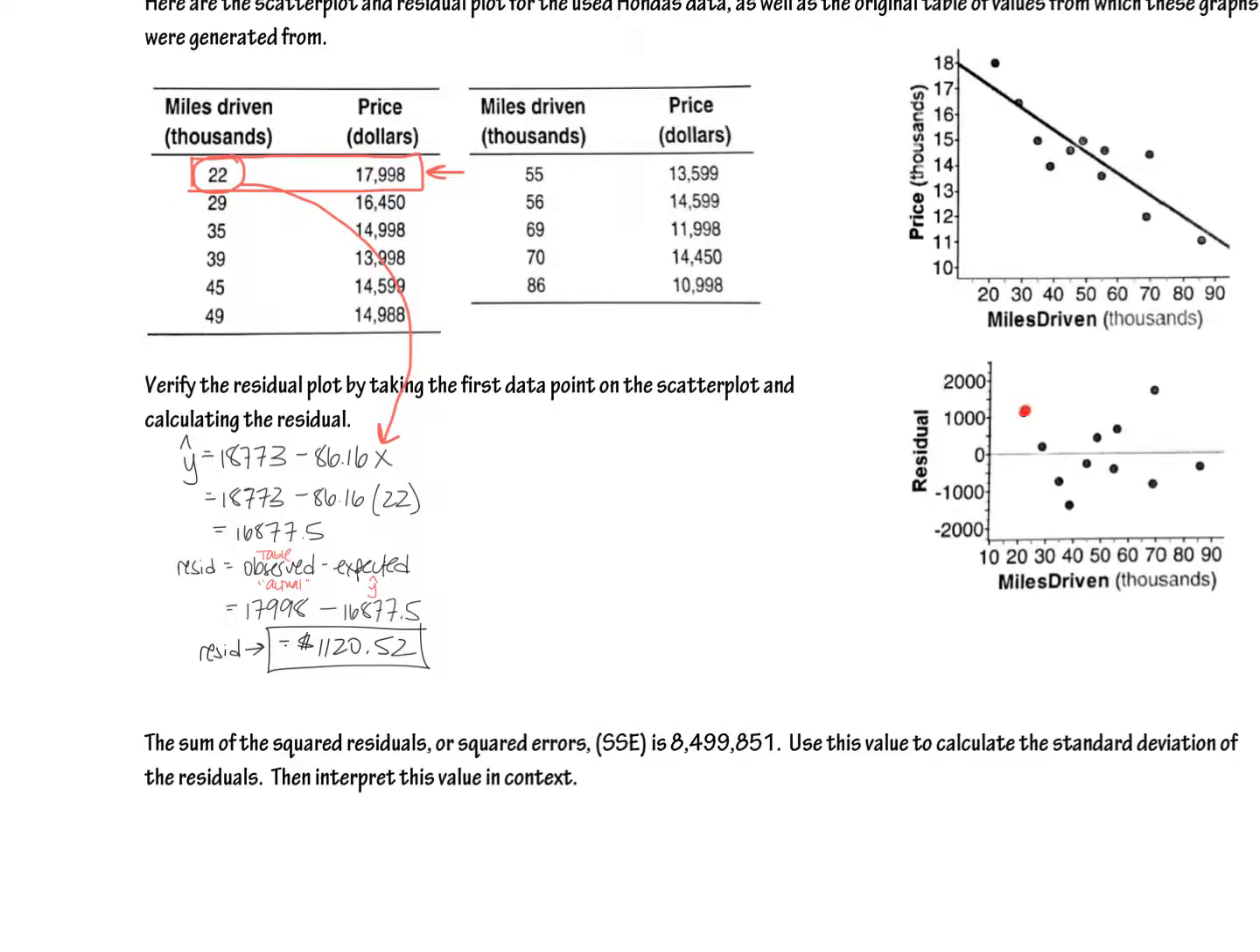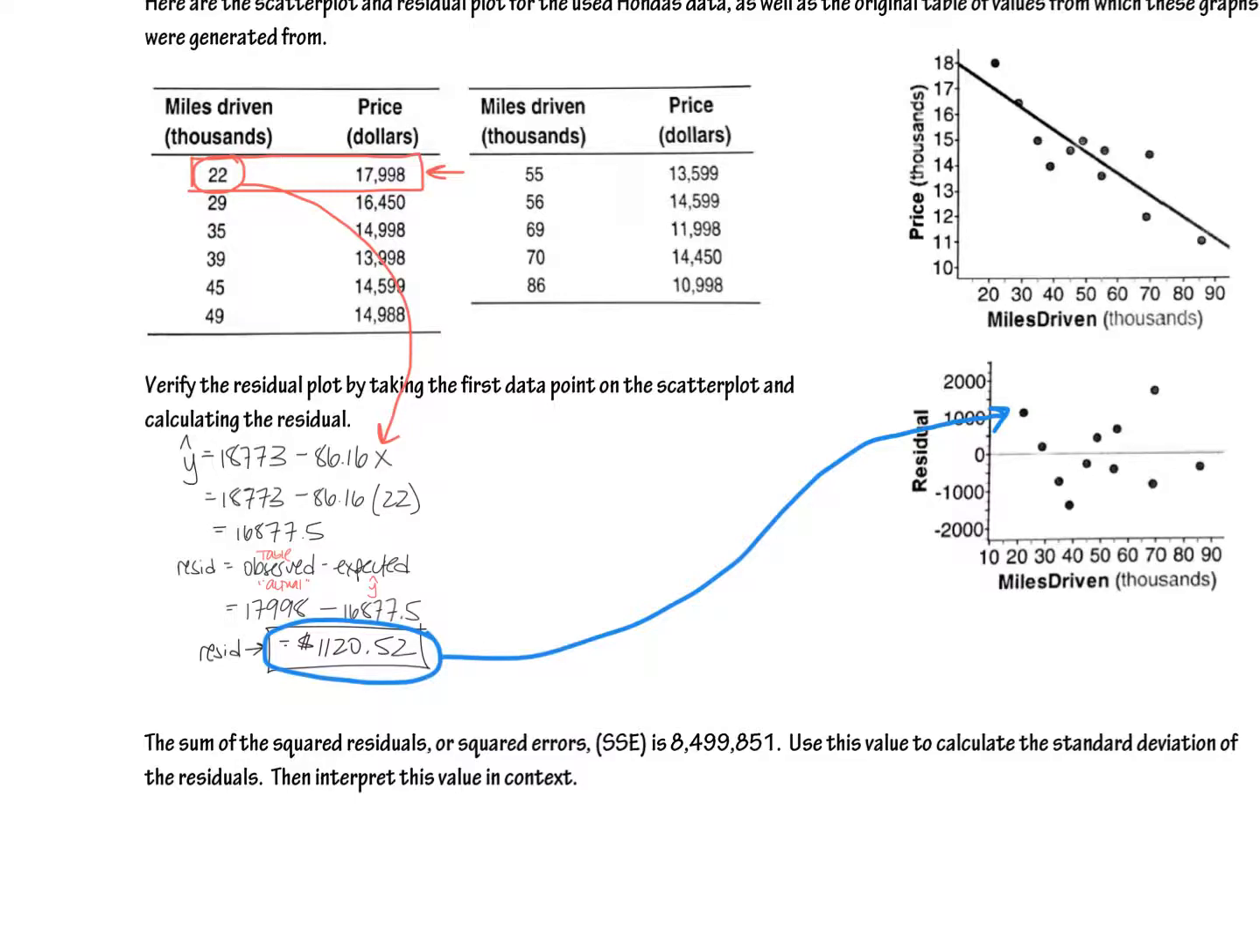That very first one, again, at an x value of 22,000 miles, the residual, meaning he sold this car for more than what we expected, was 1120.52. So I'm actually going to circle this and draw an arrow to that. And that is what that represents. Hopefully now you're a little bit more comfortable looking at a residual plot and being able to interpret what this information is telling us.